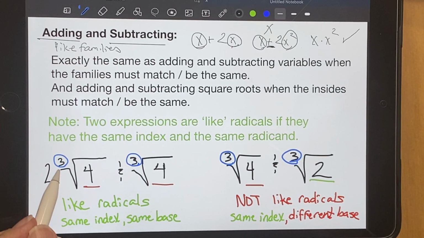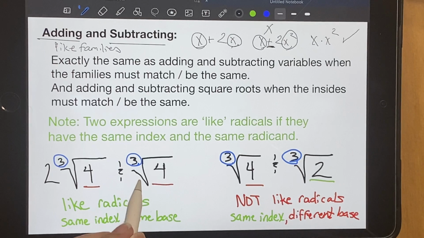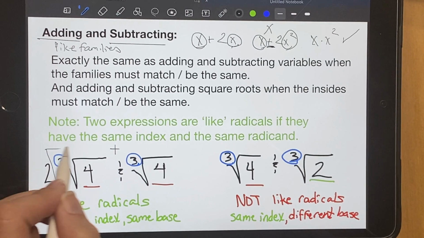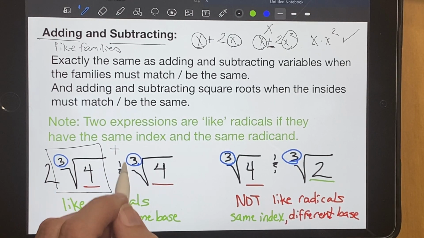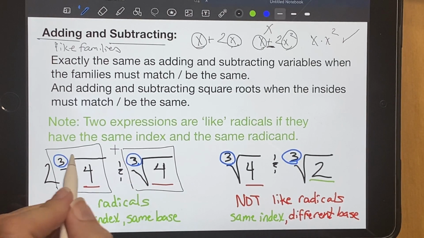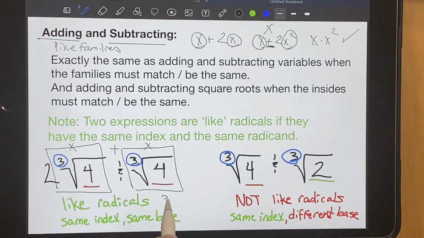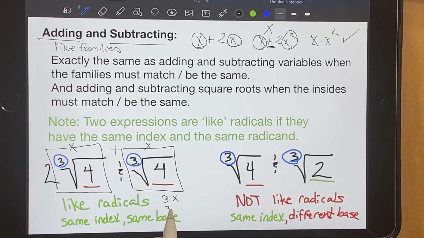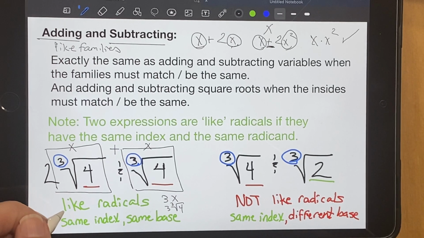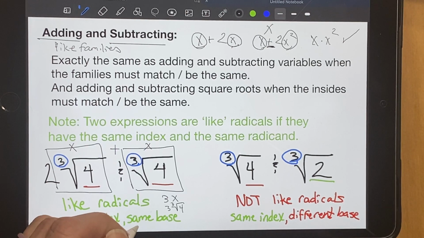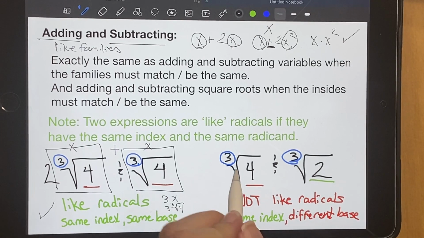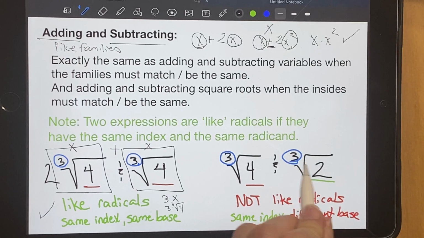So if I have 2 cube roots of 4 and a cube root of 4, and I want to add them together, my entire family is this cube root of 4, and I have another cube root of 4. So we could technically replace that with an x. So now I have 2x plus x. That would give me 3x. So in this case, this would be 3 cube roots of 4. Yes, they can add together. They are like radicals. They have the same index and the same base. So they can work together. Now in this case, we have the cube root of 4 and the cube root of 2.